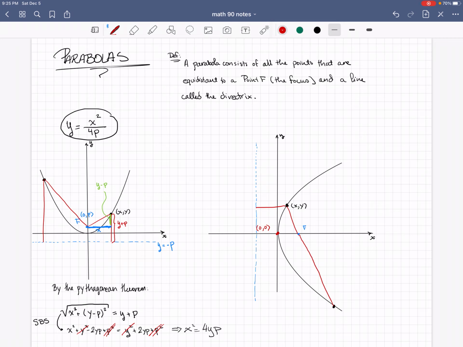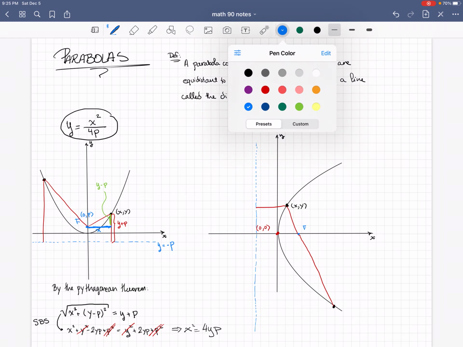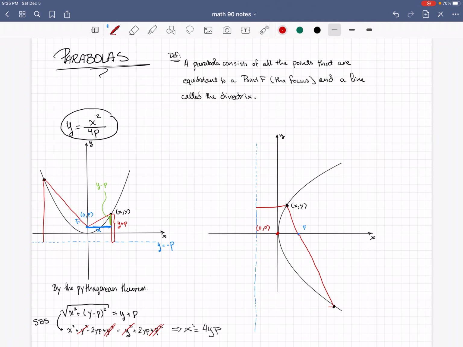We're saying that if we look at the distance from the point to the focus and the distance from the point to the directrix, they are the same. And again, like I said, I eyeballed the focus and the directrix, but it's believable, right? This distance looks to be about the same as this distance. This distance looks to be about the same as this one.